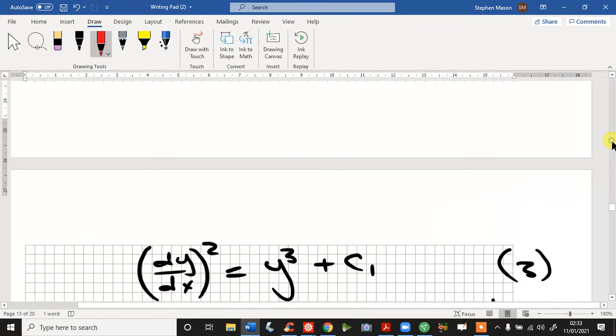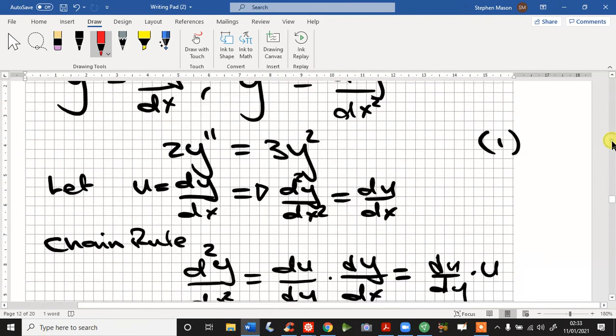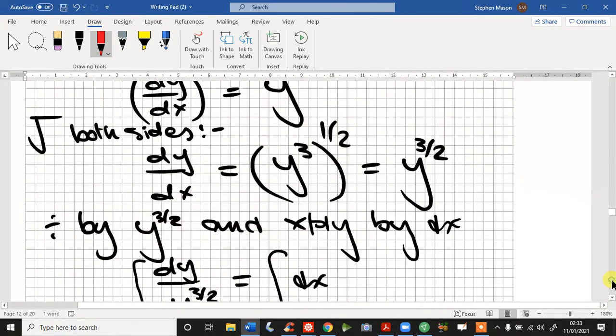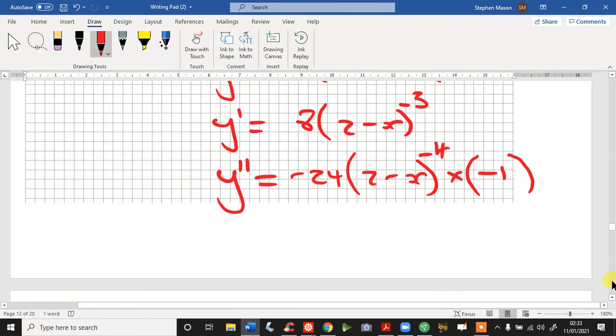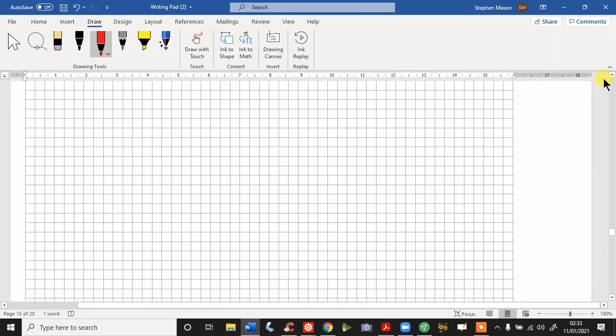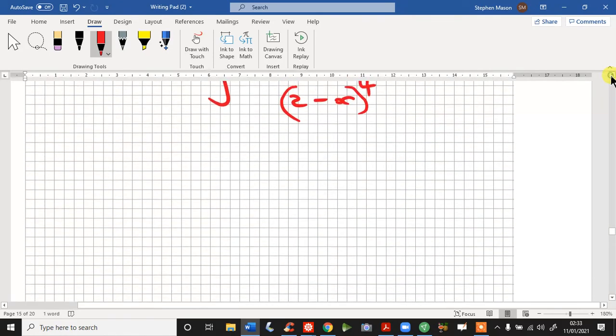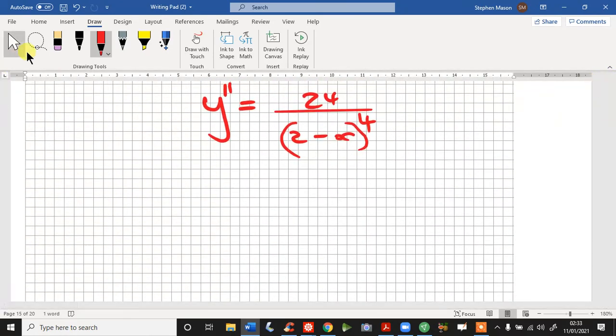Now, if you remember, in equation 1, we had 2y double prime equals 3y squared. Well, we want to prove that the left-hand side, 2y double prime, is equal to 3y squared. So we'll just consider the 2y double prime bit.